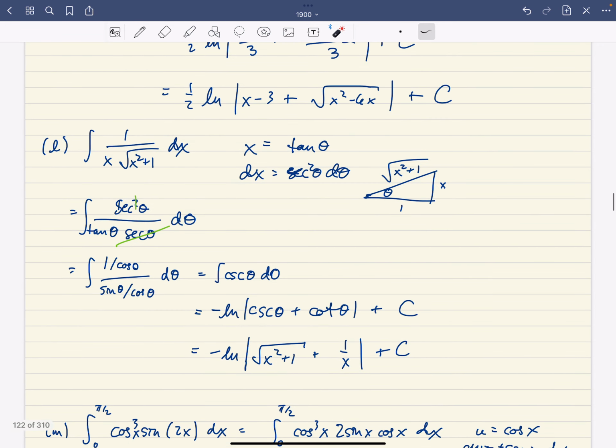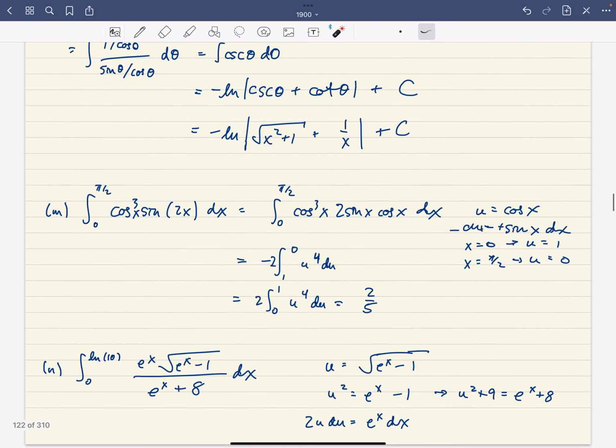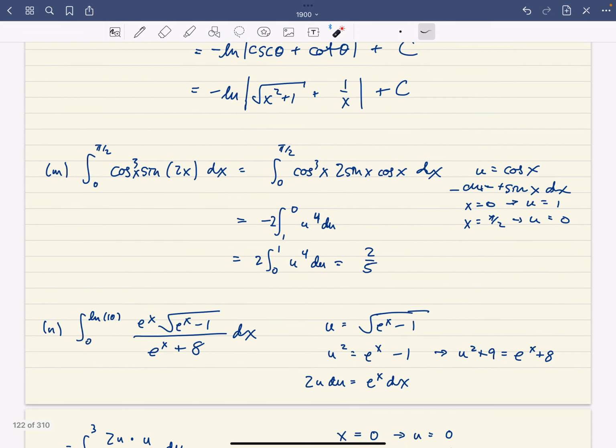Part L looks like just a trig substitution, so x is tangent theta. When we follow everything through, we end up with the integral of cosecant theta d theta. And so that's going to be negative natural log absolute value cosecant theta plus cotangent theta plus c. Use the triangle to write everything in terms of x again. Part M, here we take sine of 2x and write it as 2 sine x cosine x, and substitute u equals cosine x. Then follow everything through, we get 2/5.